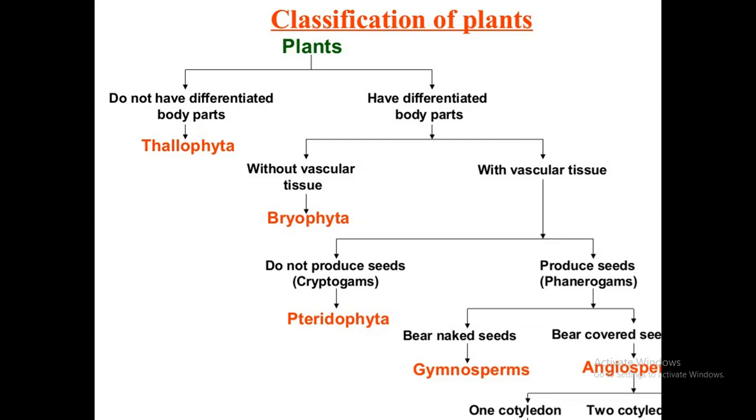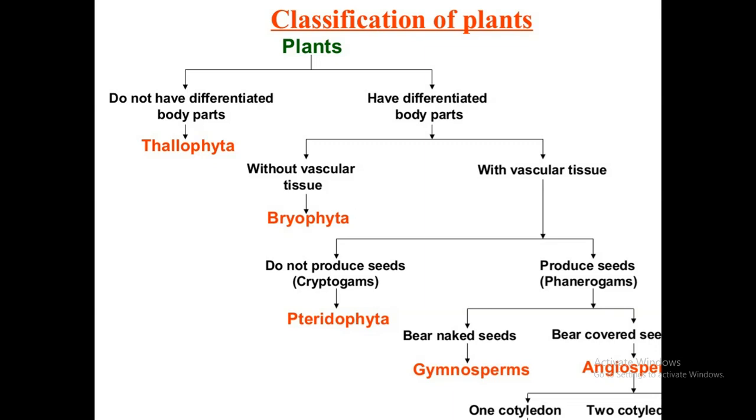Vascular tissues क्या होते हैं? Those tissues that are meant for conducting food and water. And the plants which do not have these tissues are the bryophytes, and those have these tissues are again pteridophyte. And the differentiation is on the basis of presence of seeds. तो अब pteridophytes में vascular bundles तो हैं, but they do not have seeds.